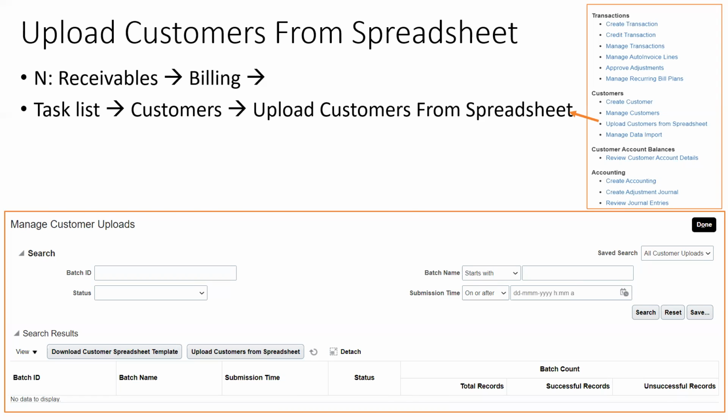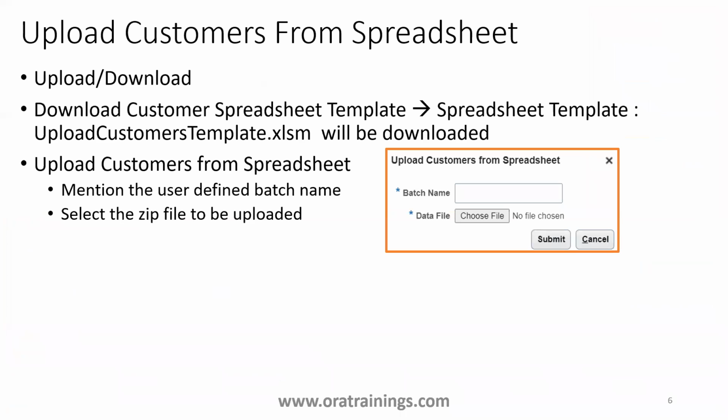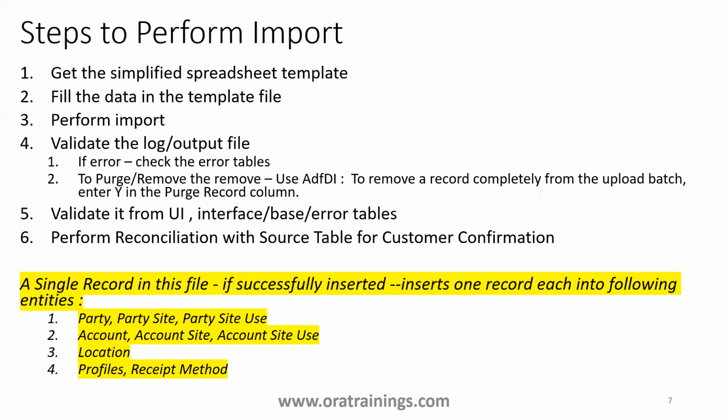Okay, now coming to the next slide. If you want to upload, you just need to mention the batch name and the zip file, which we get from the FBDI sample. Now, what are the detailed steps involved in performing the import, right? First, we get the sample template from the Oracle Fusion instance, fill the required data in the provided template, and then upload the zip file.